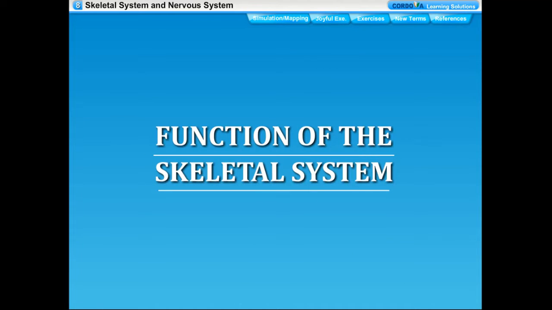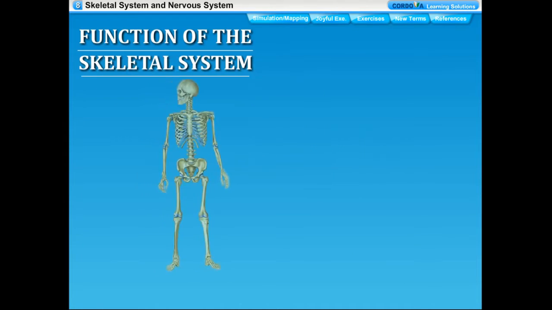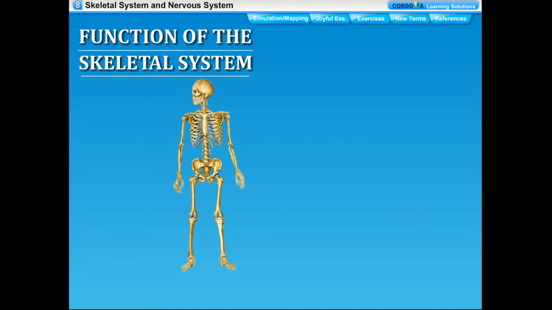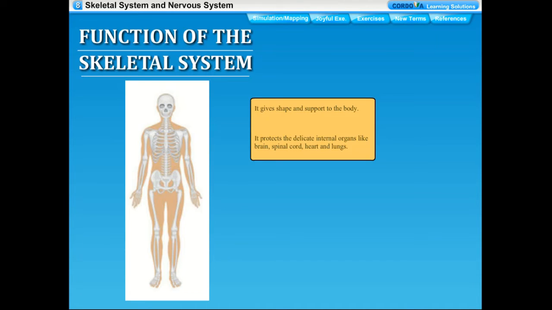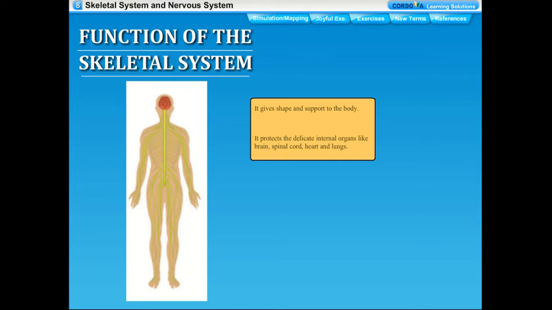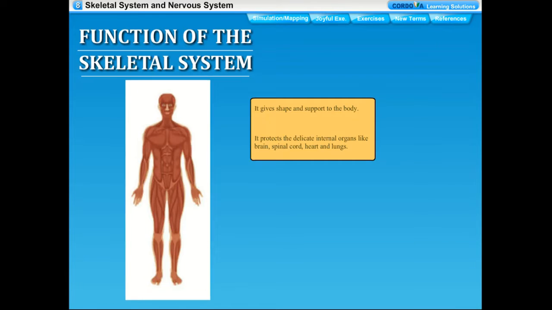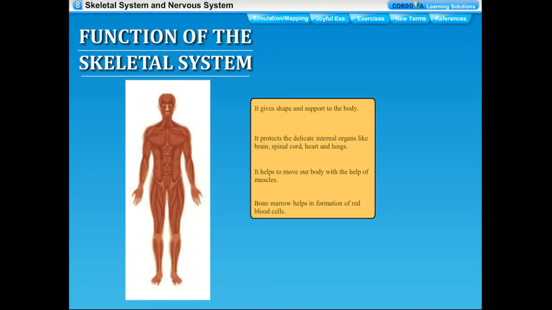Function of the skeletal system. Functions of the skeletal system are as follows. It gives shape and support to the body. It protects the delicate internal organs like brain, spinal cord, heart and lungs. It helps to move our body with the help of muscles. Bone marrow helps in formation of red blood cells.